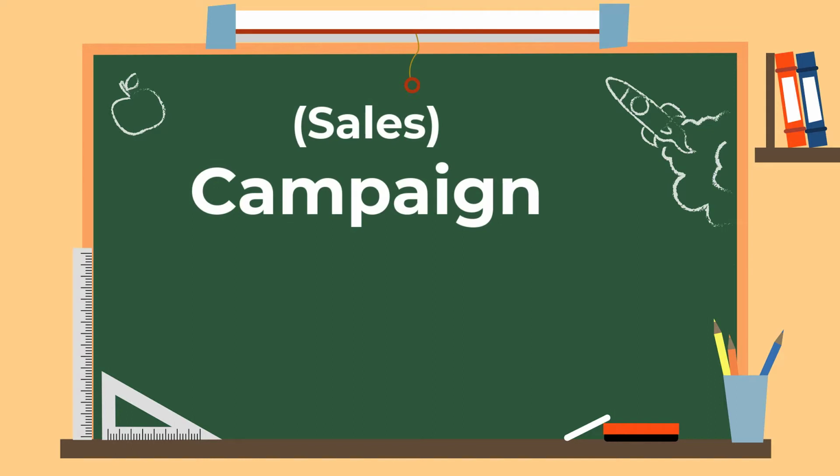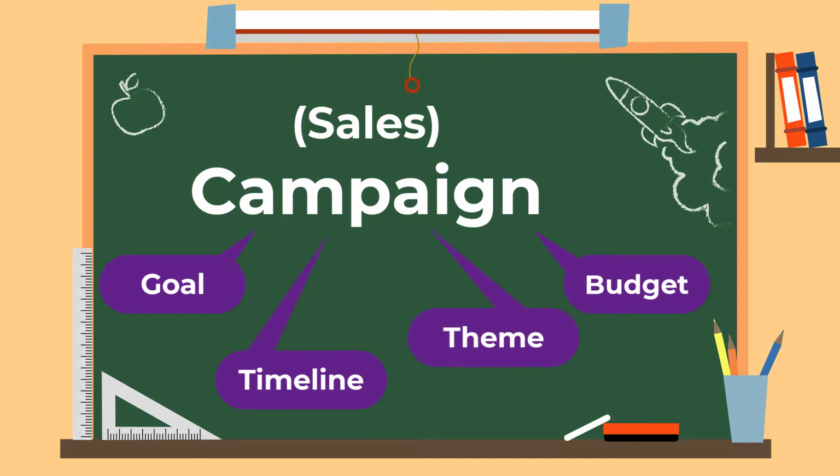Obviously, the word of the day is campaign. So let's define it. A campaign is an endeavor with a very specific goal, a specific budget, a specific timeline, and a specific theme. Now, some campaigns don't have themes. Those are campaigns where it's really hard to argue that you can even measure them enough to determine whether or not they were successful. So a theme is very, very important.